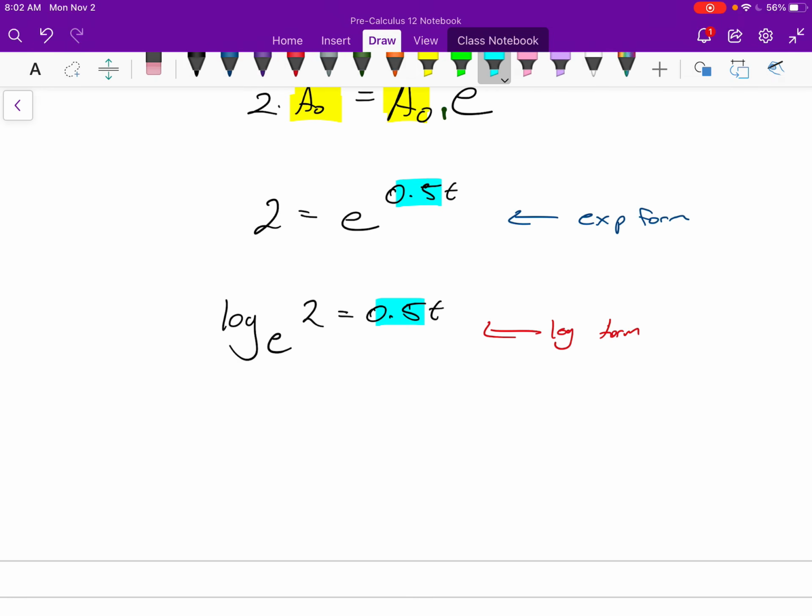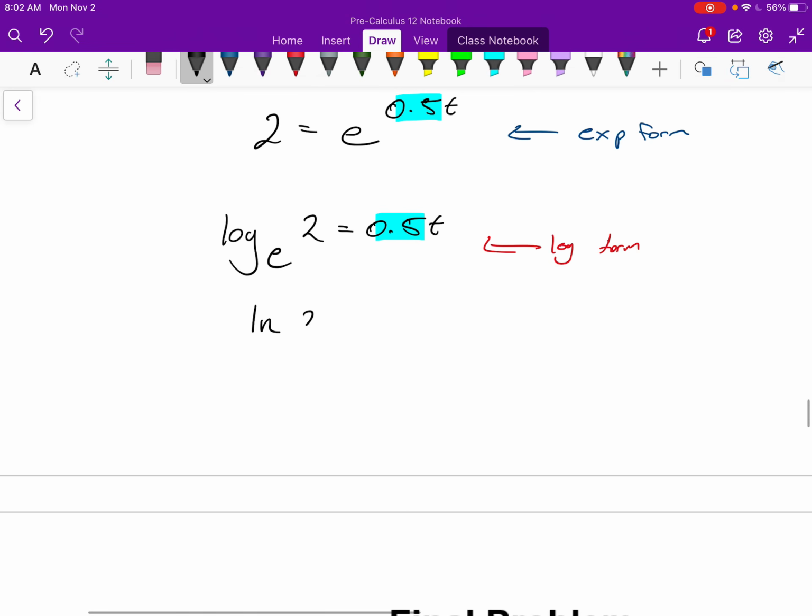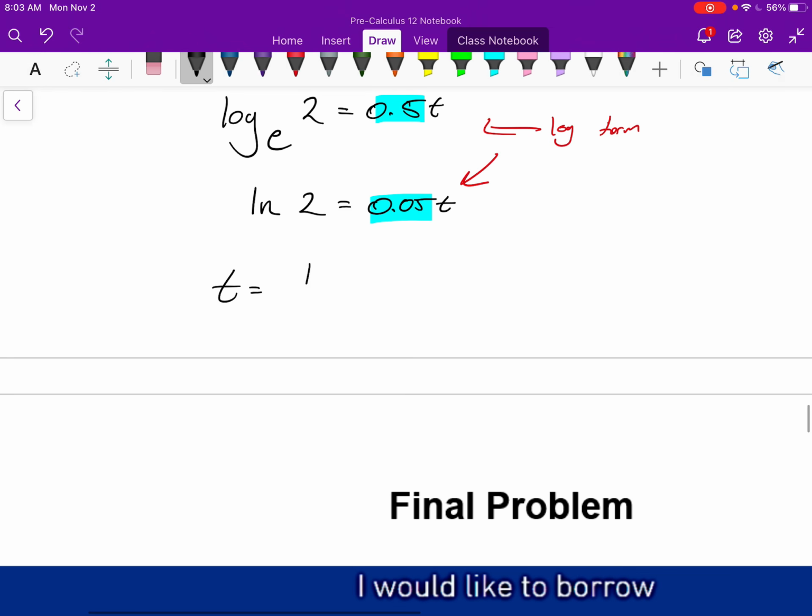That's it. I can even skip this step. Log base e of 2 is the same as the ln of 2. So I can even just get straight to here: ln of 2 equals 0.5t. That's also in logarithmic form, same equation. So now I just want to solve for t. Divide both sides by 0.5. And so I can see the time it takes in years is going to be the ln of 2 divided by 0.5. Look at this, I just keep writing 0.05. Just so unused to using a 50% interest rate. Okay, so in the end, that's all I need to do: ln of 2 divided by 0.5, which is about 1.4 years.